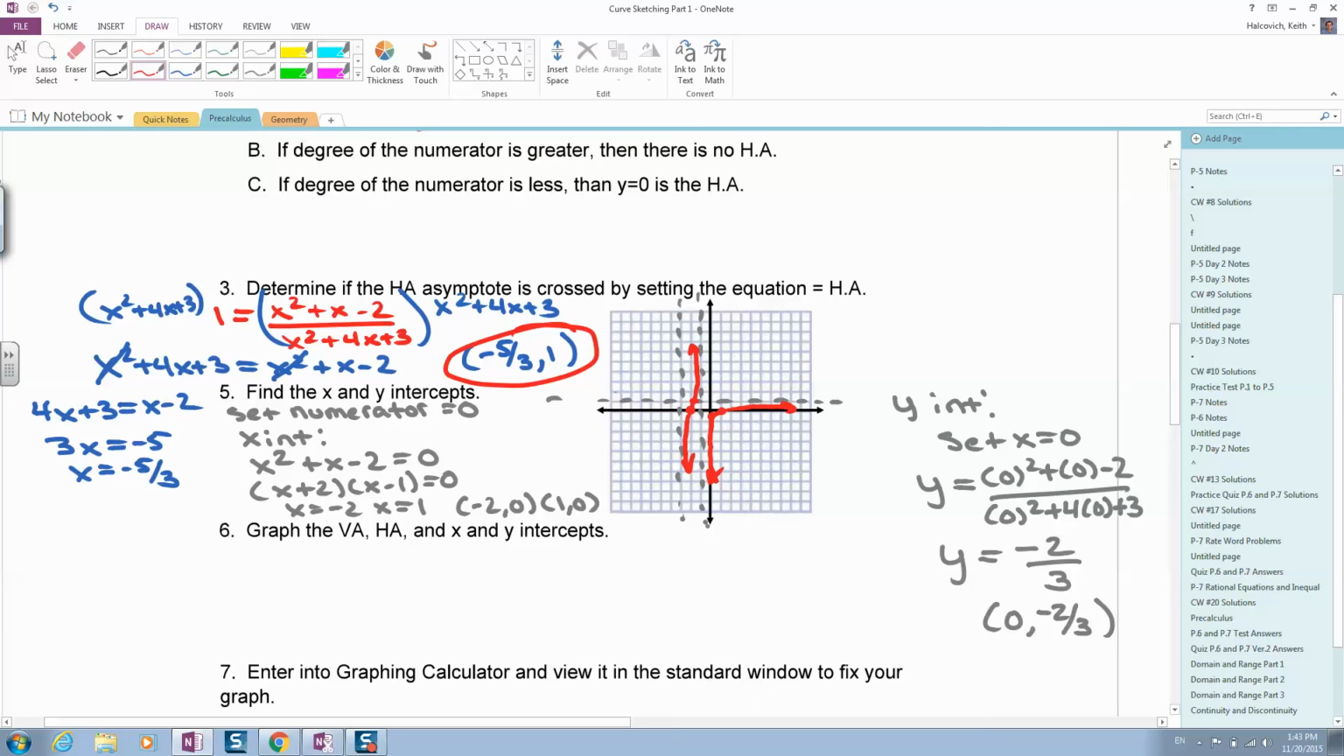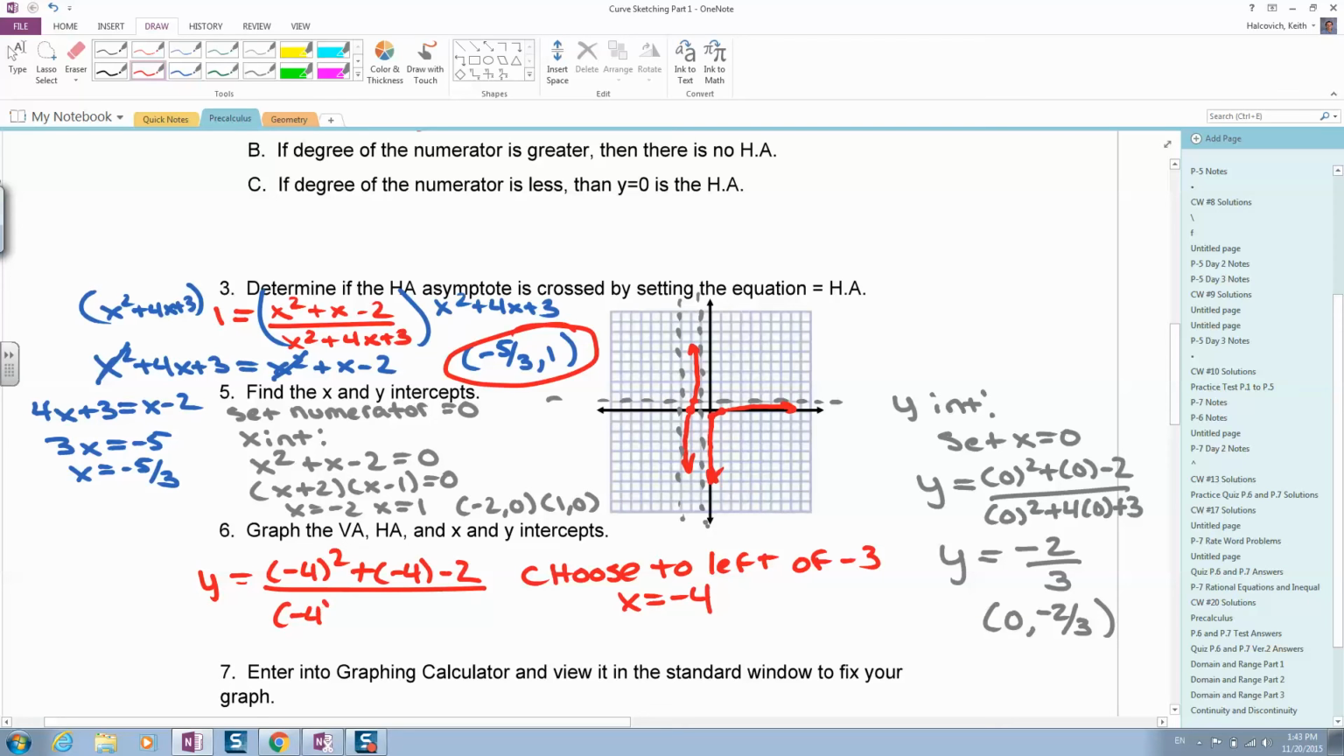So now we need to figure out what it does in this part here of the graph. And so we're going to choose an x-coordinate to the left of -3, so x equals -4, and we're going to put that into the function. So we're going to go -4 squared plus -4 minus 2 over -4 squared plus 4 times -4 plus 3.